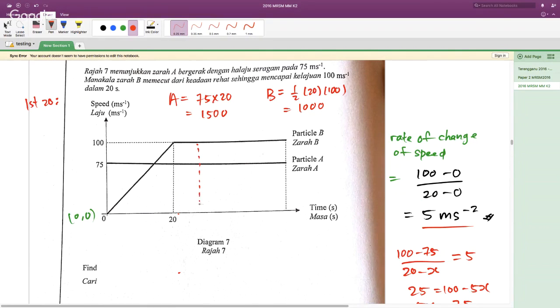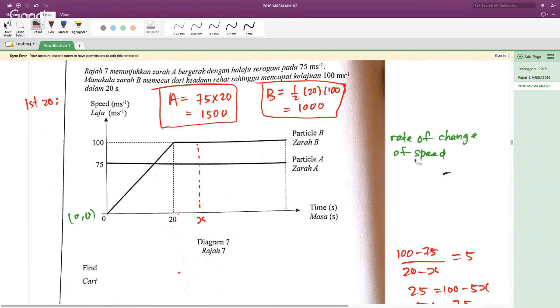I do not know where it is, so I'm going to call it X. Why I do this is that I can confirm it's more than 20 seconds already. Because if you can confirm it's more than 20 seconds, I can see the shapes, because I need to find the area. Particle A is basically a rectangle, but for particle B you can see it has become a trapezium already, isn't it? So I'm going to call this value X and see what's happening.